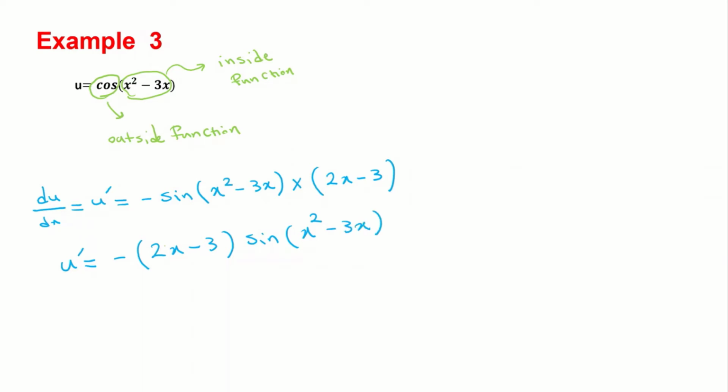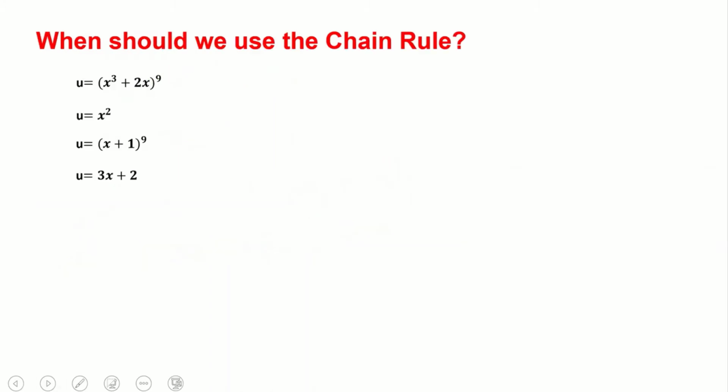So we looked at the outside function first, which is the cosine, and then we took the derivative of the inside function and multiplied both of them, and we got the final answer as you can see here. And when should we use the chain rule? Anytime we can apply it, or sometimes we need to use it.